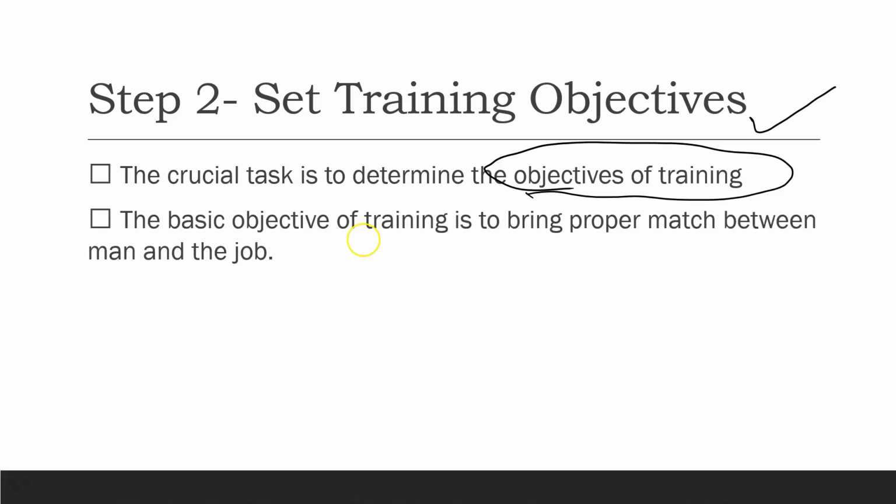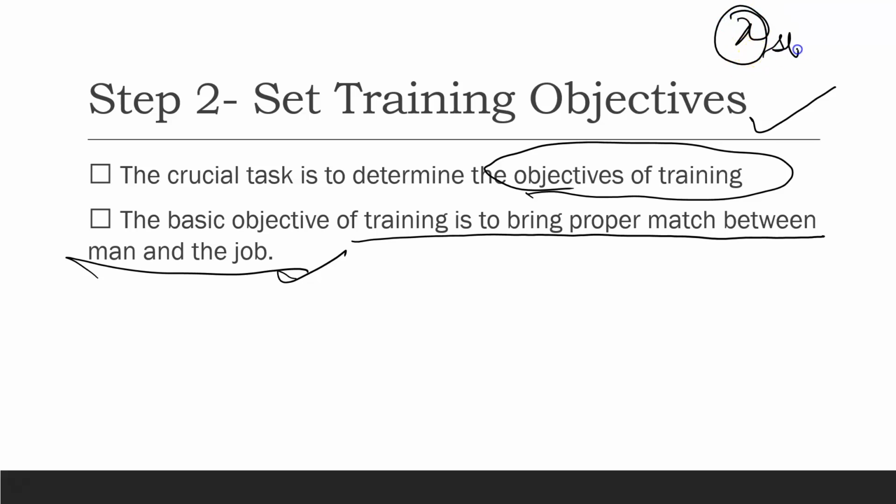The basic objective of training is to properly match the man and the job. A very simple objective is to match the job requirement and the skill of the people, right? For example, if X skill is required for a particular job, then you must train the people in that X skill so they become fit for that job. So that is one of the most common objectives of training.